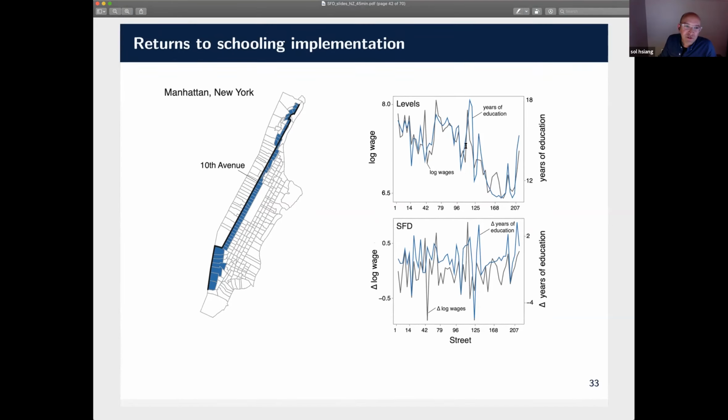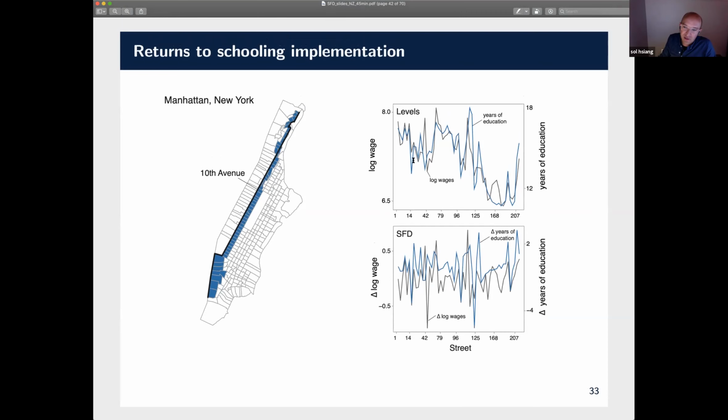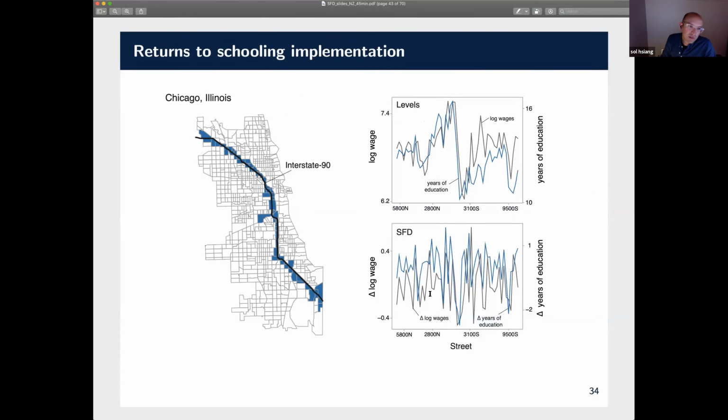So what spatial first differences is doing is we're going to difference these time series, and we eliminate that slow varying trend from the data. And so this is the spatial first differences in these two variables, and we're just going to regress one on the other with no controls. We also do this in Chicago as a second test, just looking at I-90. And again, what you see are these large spatially coherent trends in both variables that lead to large omitted variables bias. But we eliminate those trends when we take the first differences in the data.